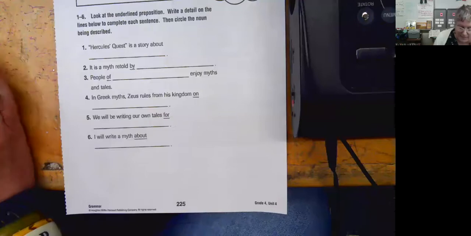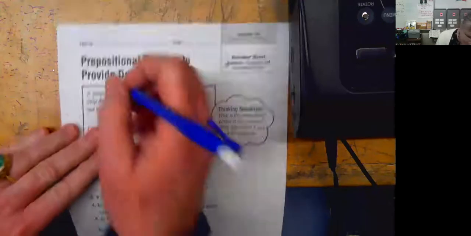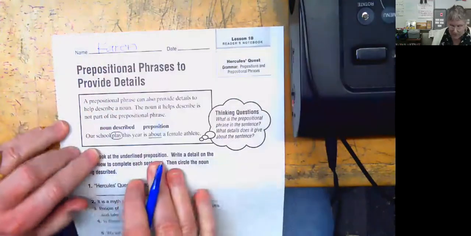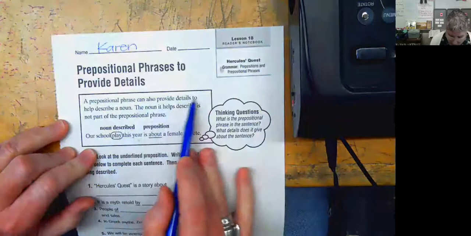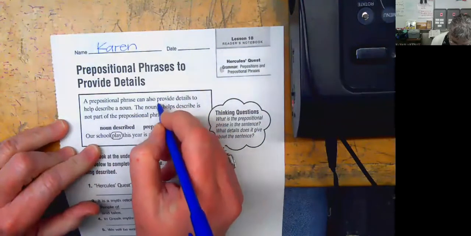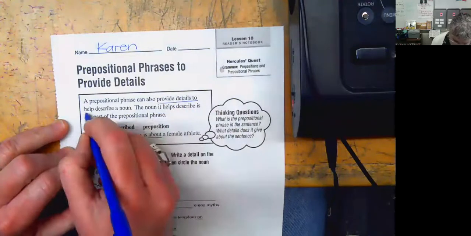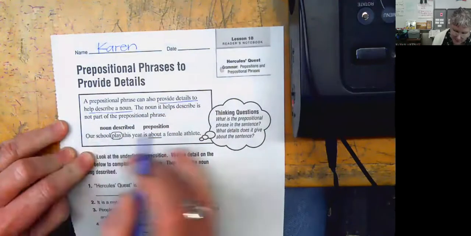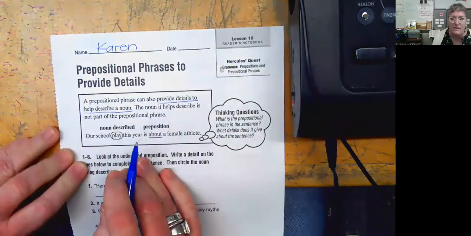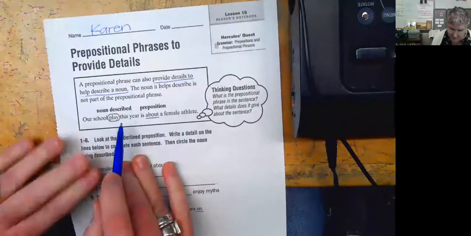Okay, so I'm going to go ahead and screen share my camera here. And I'm going to write my name at the top. So a prepositional phrase can also provide details to help describe a noun. I'm going to underline this whole thing. Provide details to help describe a noun. The noun it helps describe is not part of the prepositional phrase. So this is kind of tricky. Let's take a peek at the example.